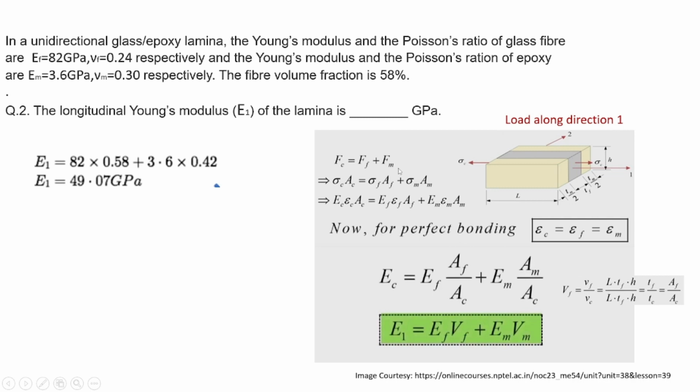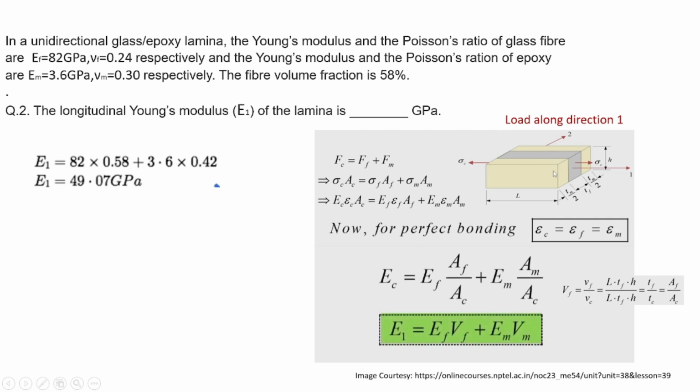Now force is equal to the stress into the area. So putting the values for the composite, fiber and matrix, we get this equation. Now from Hooke's law, stress is equal to strain into the Young's modulus. We put the value here. Here we take this assumption that there is a perfect bonding between the matrix and the fiber, because of which when there is load in one direction, there will be equal deformation of the matrix as well as the fiber.